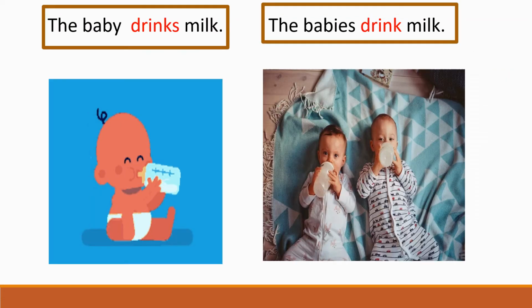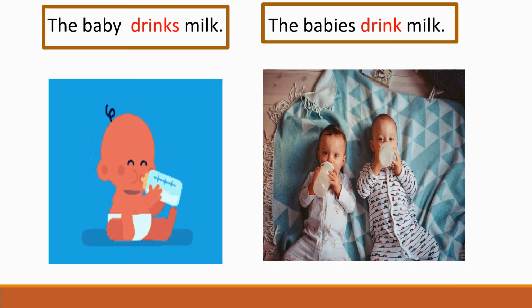Now student, let's see this sentence. The baby drinks milk. So student, here baby is a noun and baby is a singular noun because only one baby is there. So student, if the noun is singular, we have to add s to the verb. Correct student? So if the noun is singular, we have to write s.